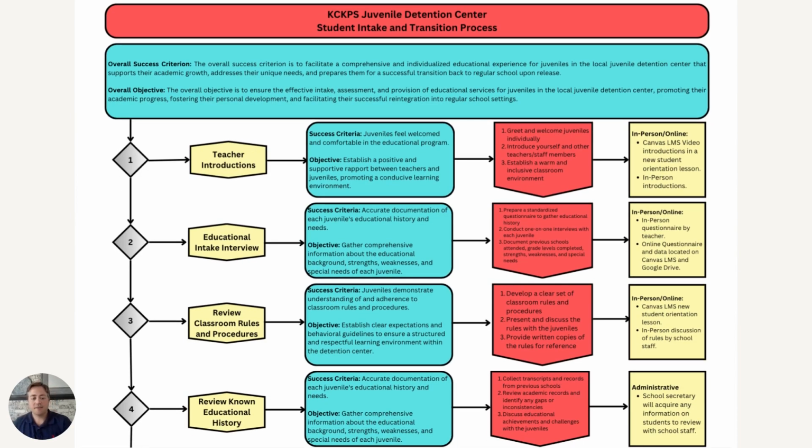So when we look at this whole process, I have it all written out here. You can pause and take a look at it if you would like. These are the first four steps.